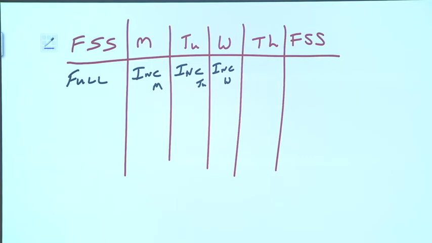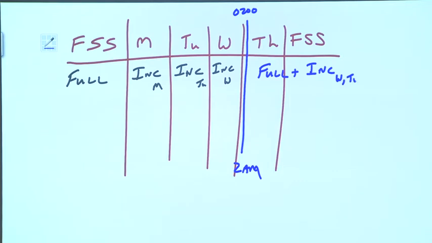Let's say at 2 a.m. on Thursday morning, 0200, or if you're in my world, 2 a.m., we have a crash. What do I need on Thursday to get things back up and running? Full plus which incremental? I'm going to need the incremental for everything that changed on Wednesday, Tuesday, and Monday. So I need all three of those.